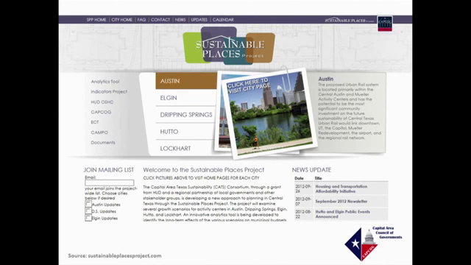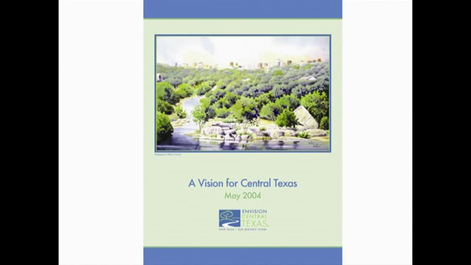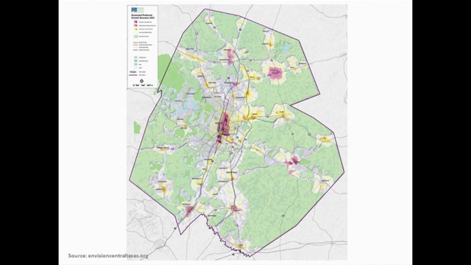The second project is called Sustainable Places Project, and it covers 5 counties in Central Texas. Unlike the previous one, Central Texas already has a regional vision, which was done by a previous scenario planning process called Envision Central Texas. That process was completed in 2004 and identified a preferred scenario, which promotes a more compact development, concentrating future growth within a number of activity centers around the region.